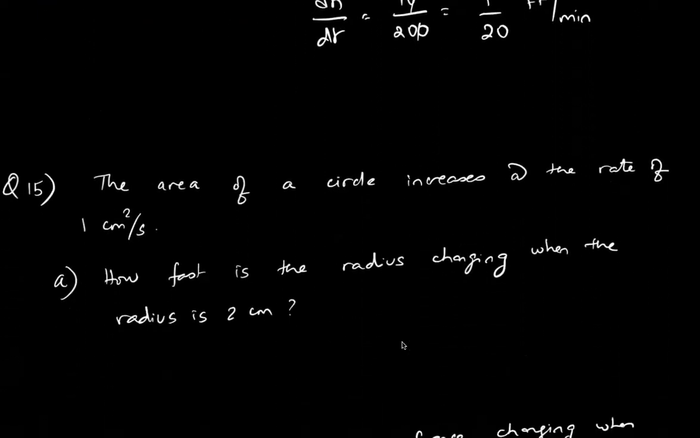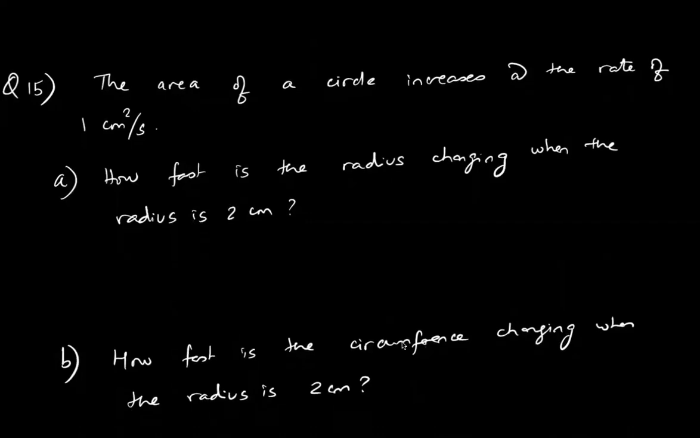Next question. The area of a circle increases at the rate of 1 centimeter cubed per second. How fast is the radius changing when the radius is 2 centimeters? So the question is asking you, what is dr/dt if you use r to indicate radius? So what is this rate of change when r is equal to 2?